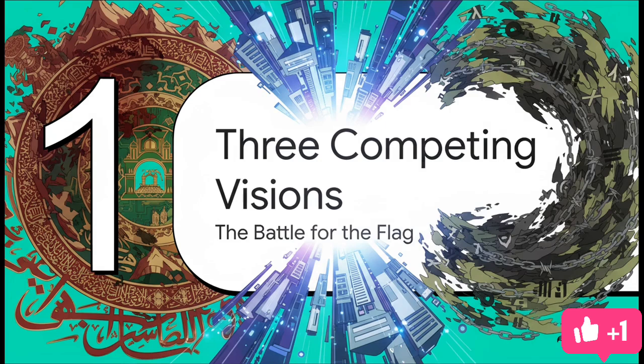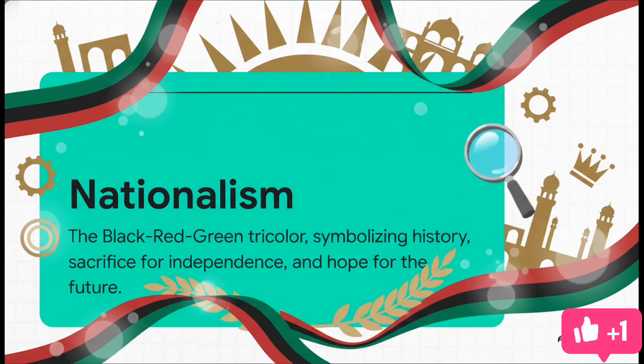And these political earthquakes aren't just random. They really represent this deep, ongoing battle between three totally different visions for what Afghanistan should be. Let's break down what those three big ideas are. So first up, you have the vision of nationalism. This is the idea of Afghanistan as a modern, independent nation-state, and it's represented by that iconic black, red, and green tricolor that a lot of us probably recognize.